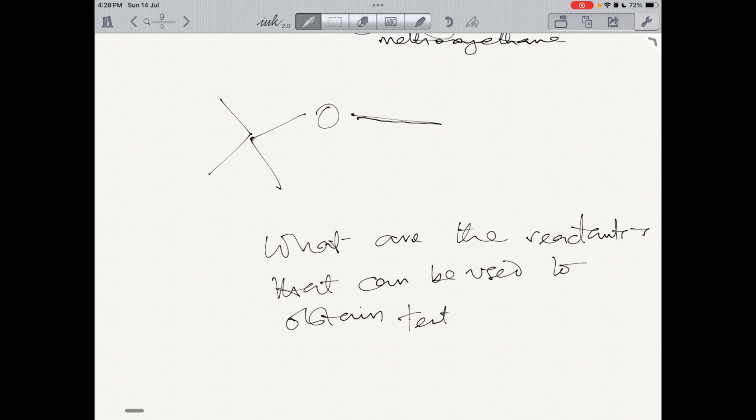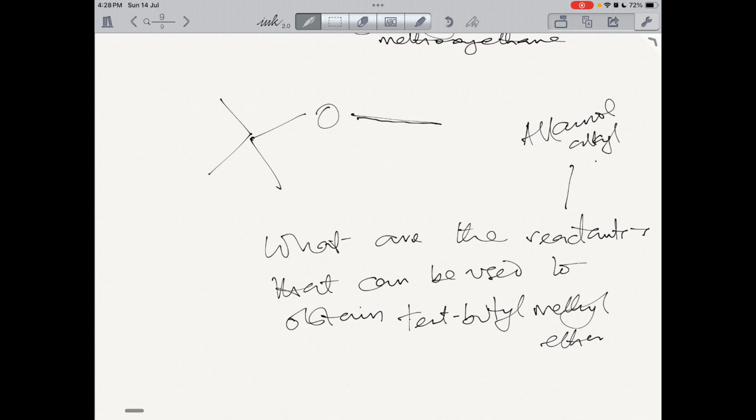Tert-butyl methyl ether. Okay, so I'd like you to play along with that. Particularly, I'm saying what are the reactants, and the reactants will be an alkanol and an alkyl halide. Which one is the alkanol, and which one is the alkyl halide? So you have to find that one out.